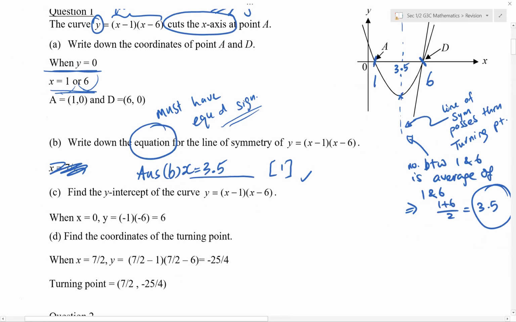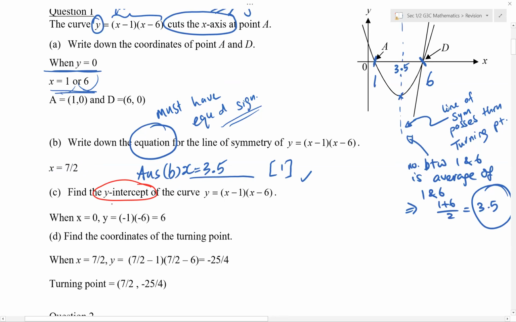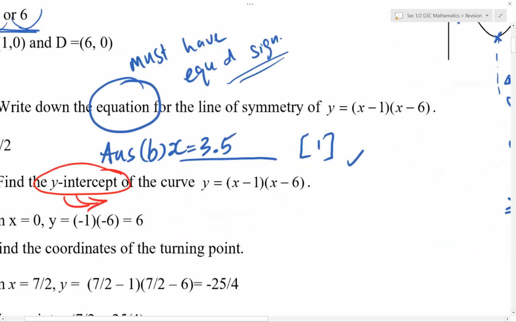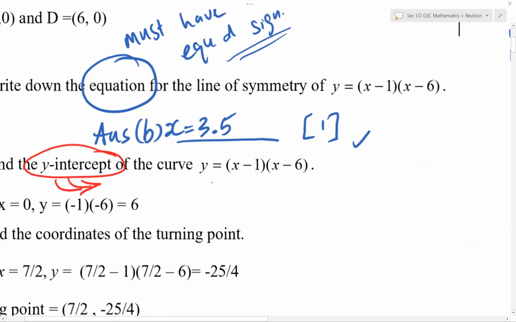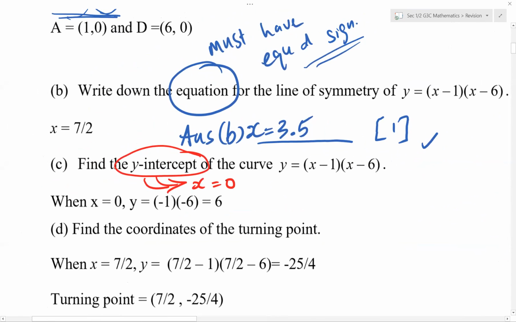Next one, find the y-intercept of the curve. Again, write notes. What does y-intercept mean? So you go back to our earlier notes. Cuts the x-axis implies y equals 0. Find the y-intercept implies x equals 0. These are key concepts that you must understand. Sec 3, you'll use it a lot.